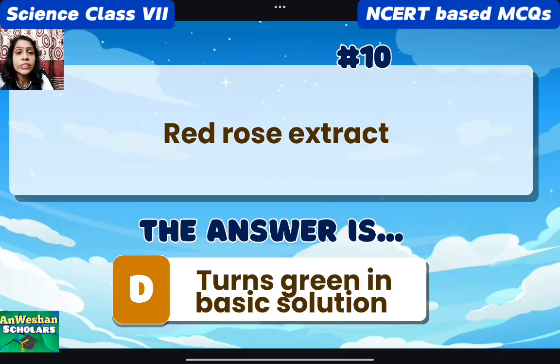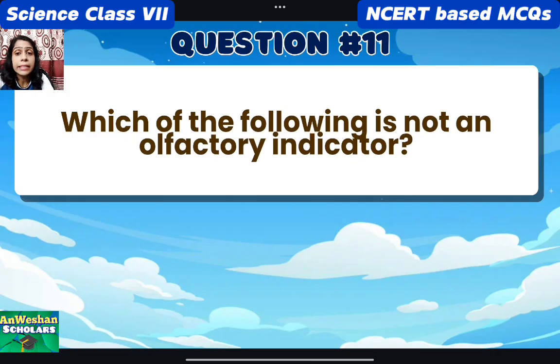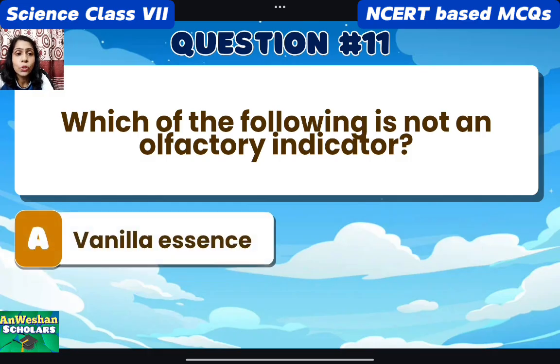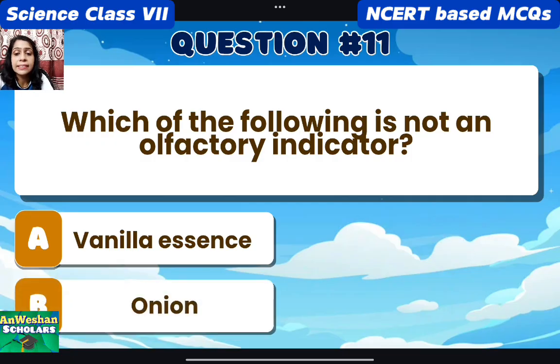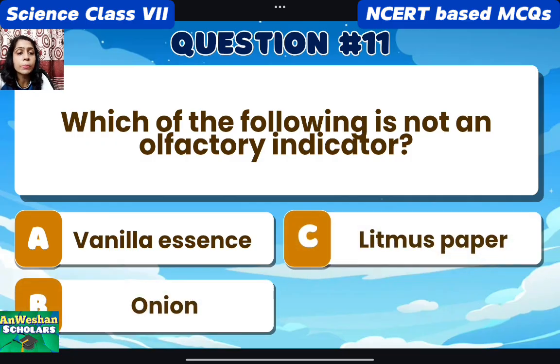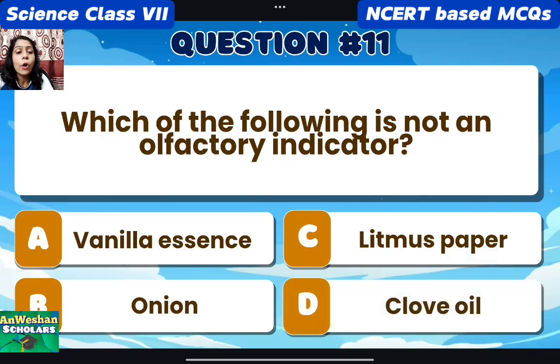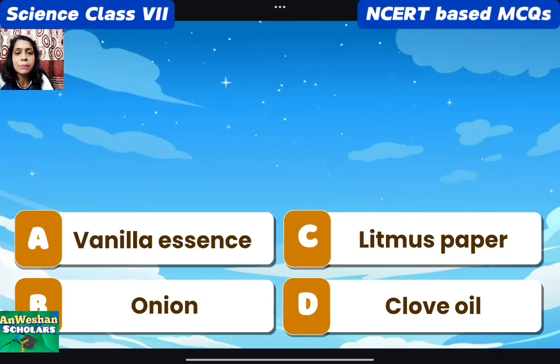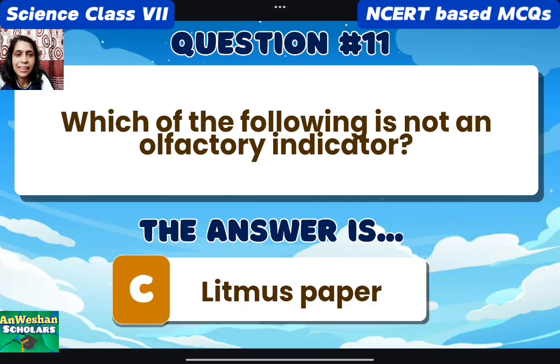Now moving on to question number 11. Which of the following is not an olfactory indicator? You have to concentrate on "not". Option A, vanilla essence. Option B, onion. Option C, litmus paper. Option D, clove oil. Vanilla essence, onion, clove oil, these are olfactory indicators, but litmus paper is not. So our option C, litmus paper, is the correct answer, right?